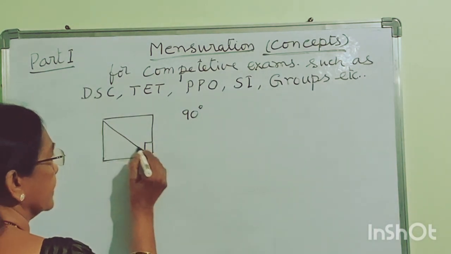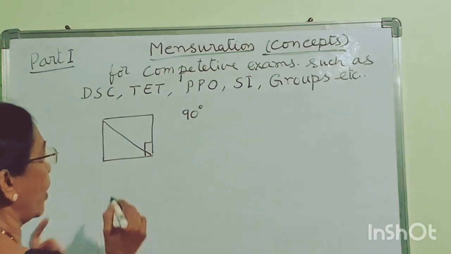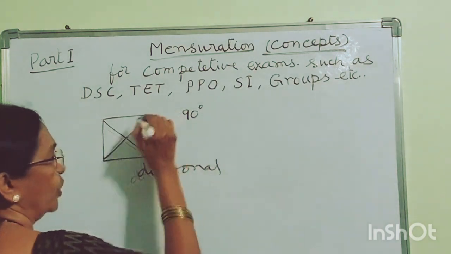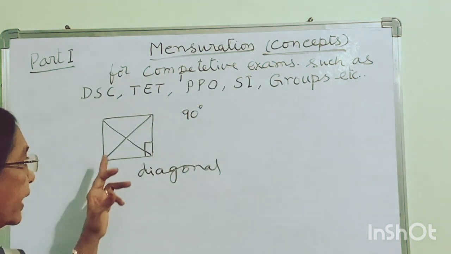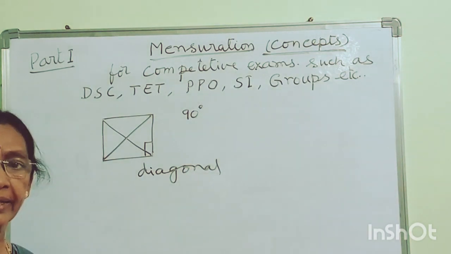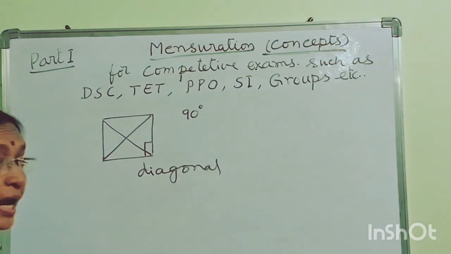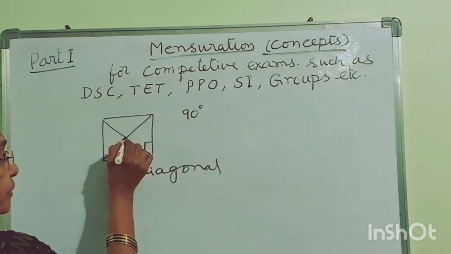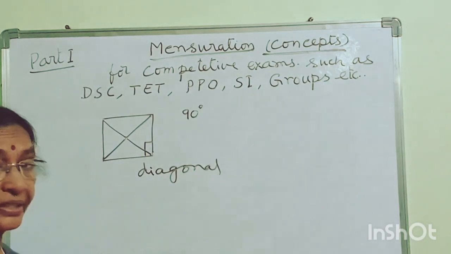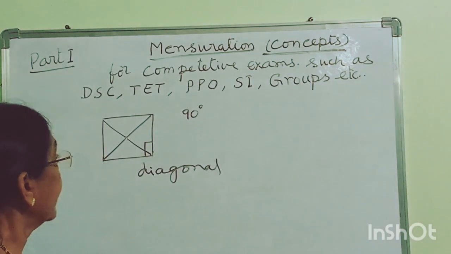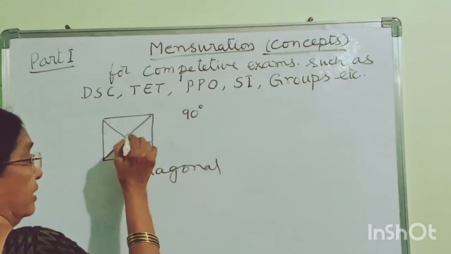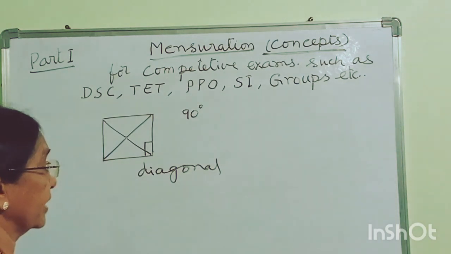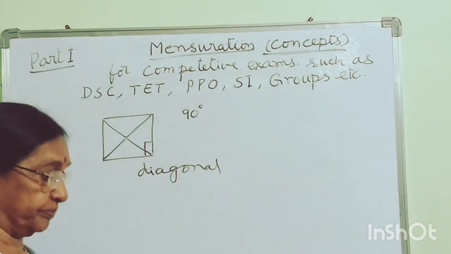And the line joining opposite corners is called a diagonal. The diagonals of a square are also equal, and they intersect perpendicularly and bisect each other. One diagonal intersects at the midpoint of the other diagonal. Therefore, the diagonals bisect each other and the diagonals are also equal.